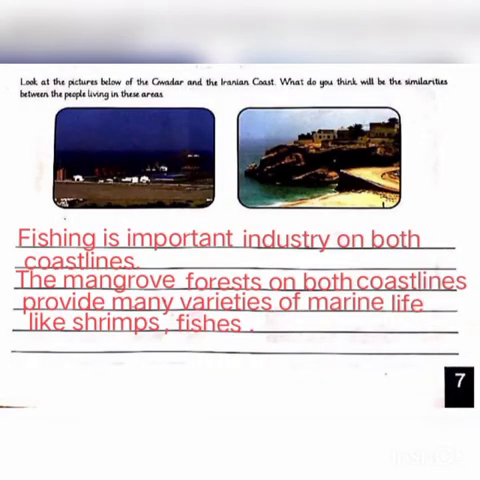Let's revise Iranian and Pakistani coastline. What are the main similarities between these two coastlines? Fishing is an important industry on both coastlines. The mangrove forest, which we have learned provides many varieties of marine life like shrimps and fishes, is on both coastlines. So these are the similarities between Gwadar port and the Iranian coastline, and both are situated on the Arabian Sea, but the Iranian coastline is on the Arabian Sea as well as on the Caspian Sea.